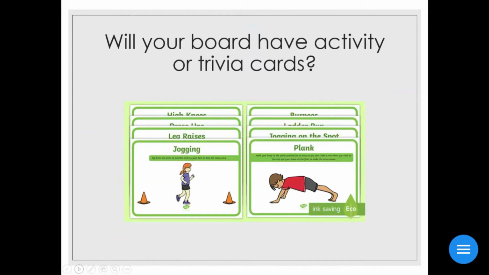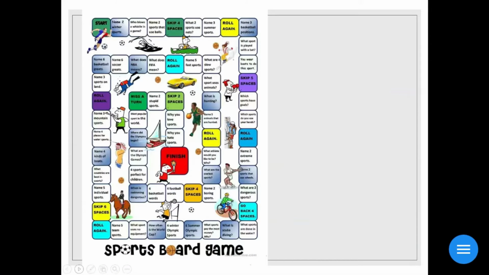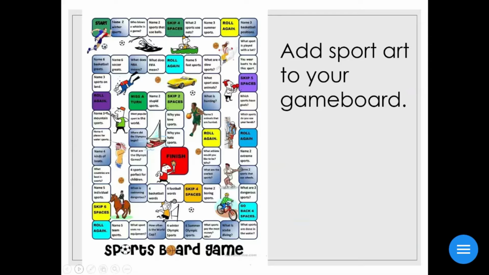Will your board game incorporate activity cards or trivia cards, or maybe charades? Hey, you don't know what charades are? That's where you act something out without talking and people try to guess what it is. Here's an example of a sports game board I found on the internet. Feel free to pause the video and look at some of the spaces that you may want to incorporate in your PE sports game. Also, don't forget this is an art lesson.